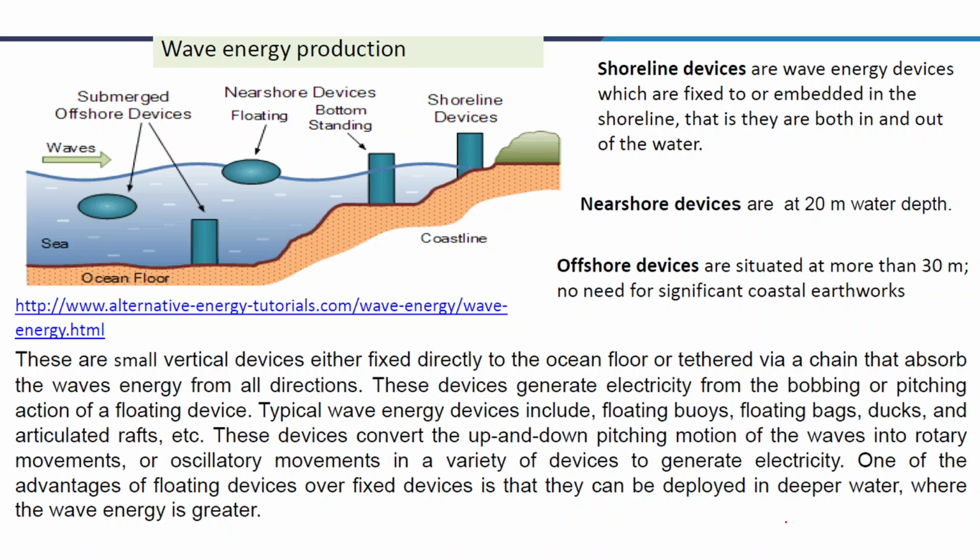Coming on to wave energy production, basically three kinds of devices are present. The first one is shoreline devices, which are fixed or embedded in the shoreline. That is why they are both in and out. So some amount is below the sea and some amount is above the sea.